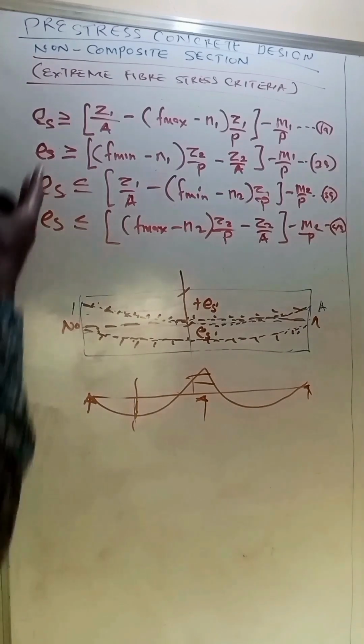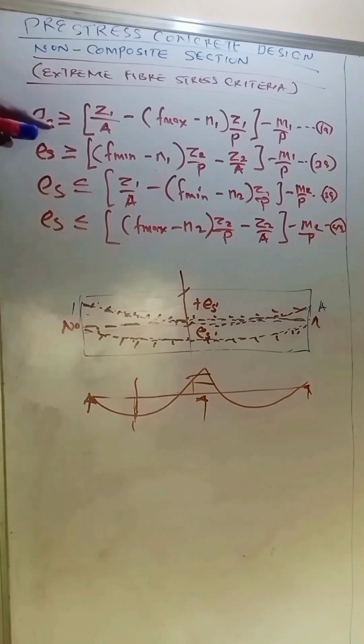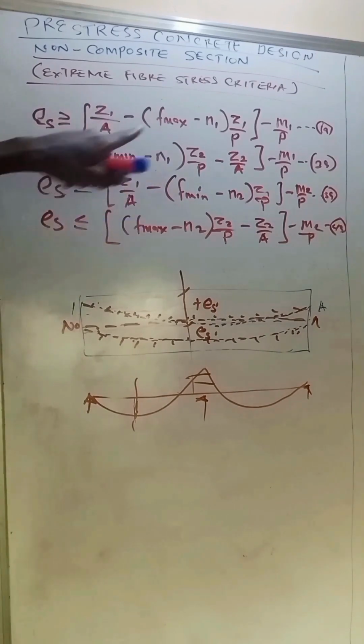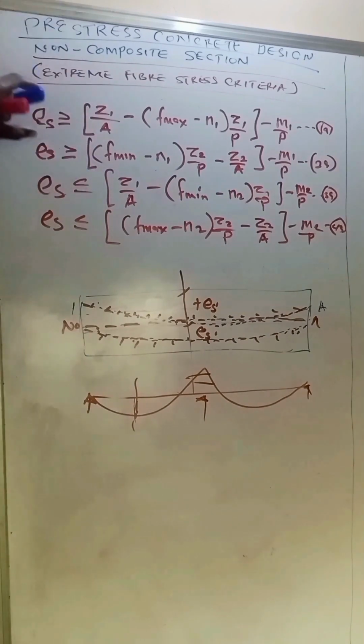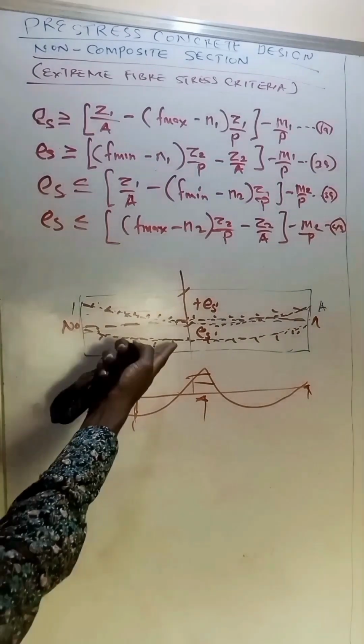Okay, so let's go with the second. Now we have two equations here. This equation says eccentricity is greater than this, and eccentricity is greater than this. Of course, this greater than means this equation represents the lower limit of the cable zone. Now, which of them will give us the very lower limit?